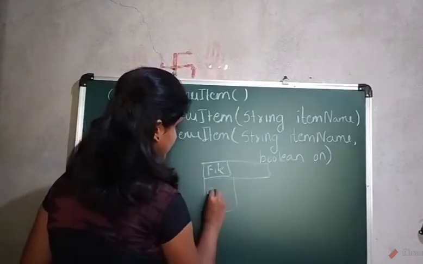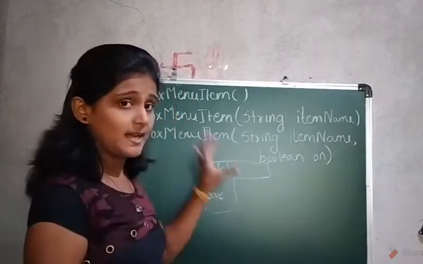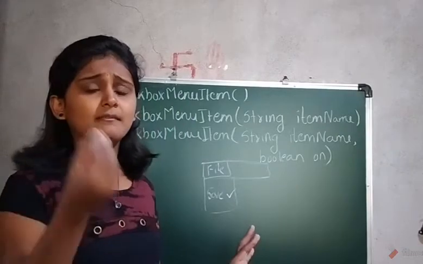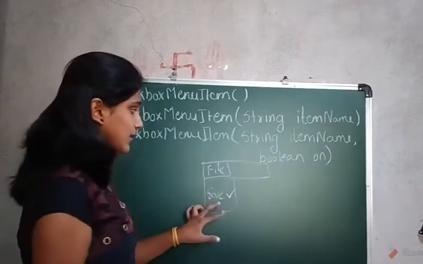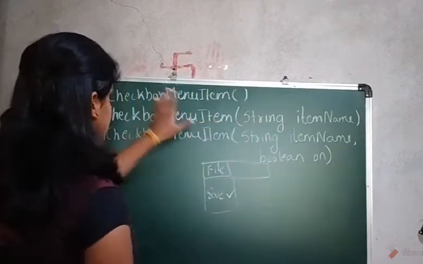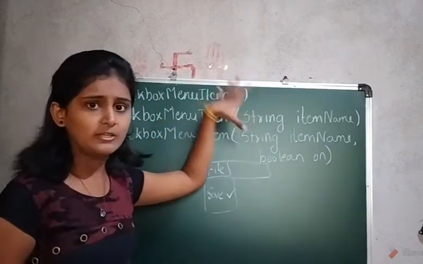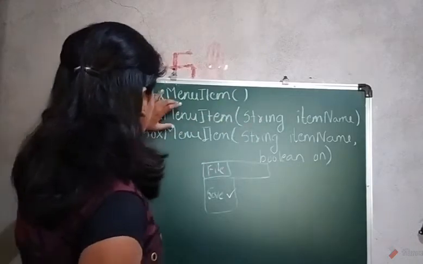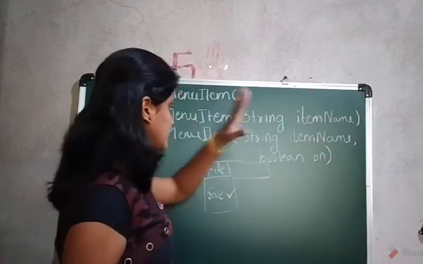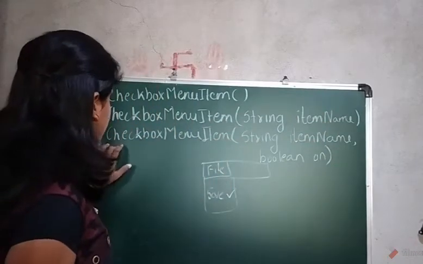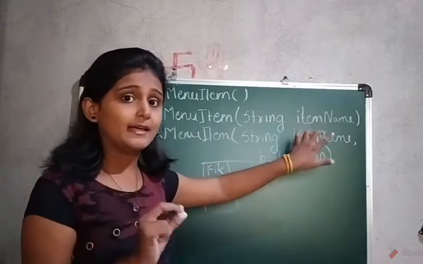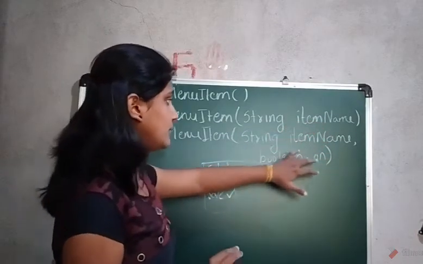Suppose I give you an example: here is a tick mark. Sometimes you can observe this whenever you open Notepad. So for this purpose we are going to use CheckboxMenuItem. Now the first constructor is empty, which will create a checkbox menu item, and the next one is CheckboxMenuItem where you have to pass the name of the item which is on the menu. And the next one is a boolean on.